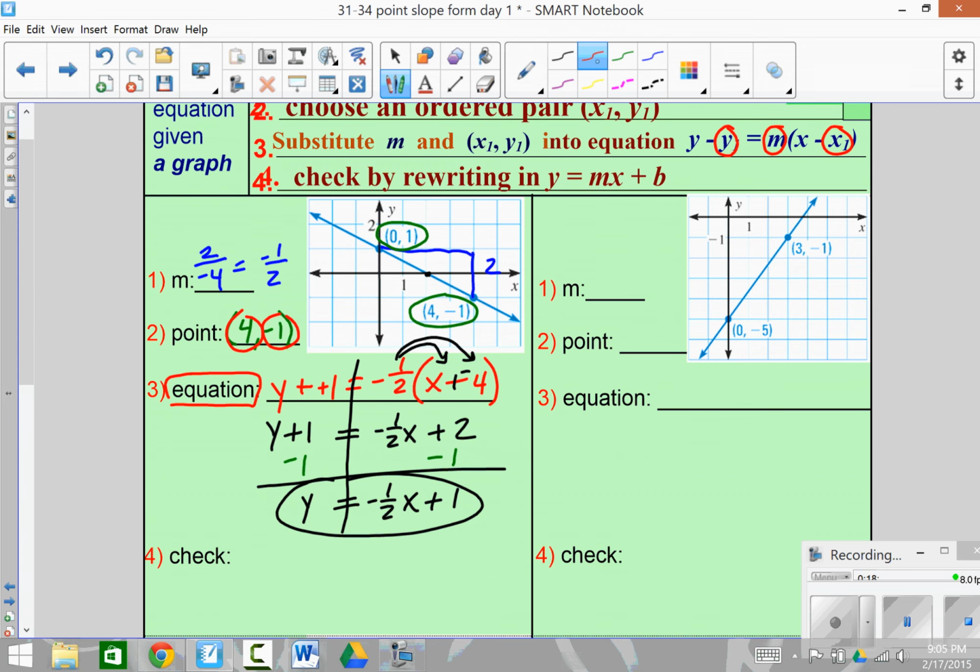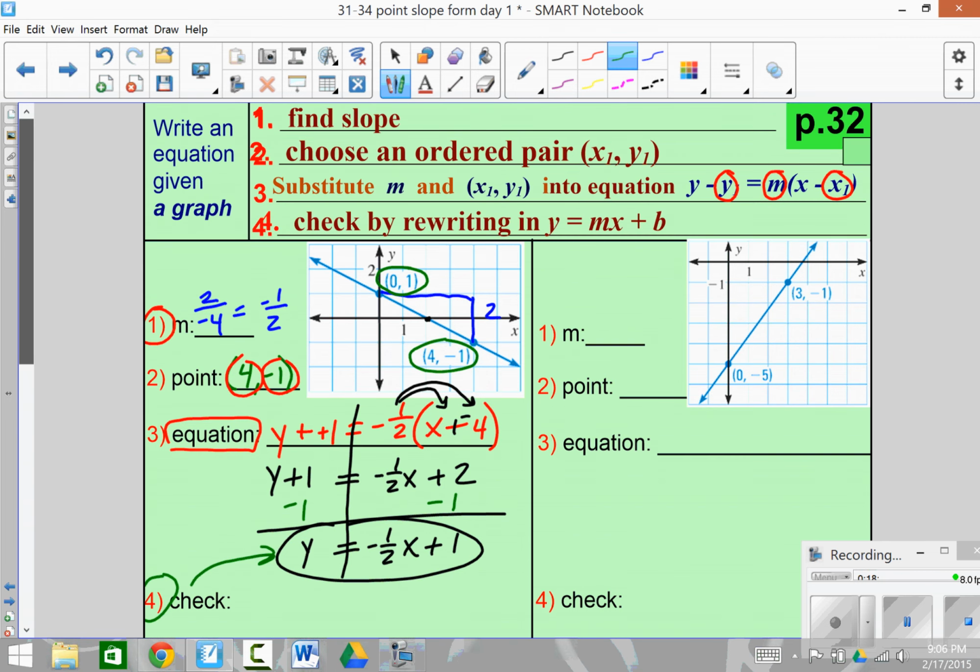Now, here's the thing. If you chose the other ordered pair, your slope should be the same. Your point and your equation will be different because you chose to go the other route, 0, 1. However, in the end, everybody's check, no matter what ordered pair you used, is always going to come out to be y equals negative 1/2 x plus 1. So if you chose 0, 1, the check ends up the same, and you should have the same slope as well. Okay, let's try the next one.